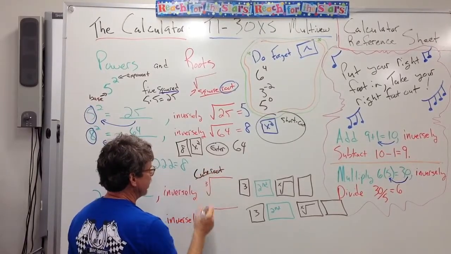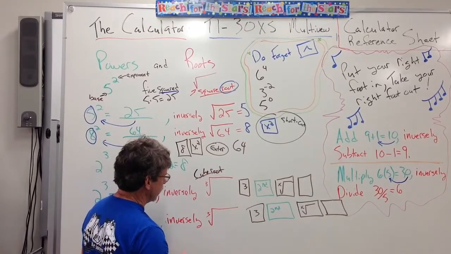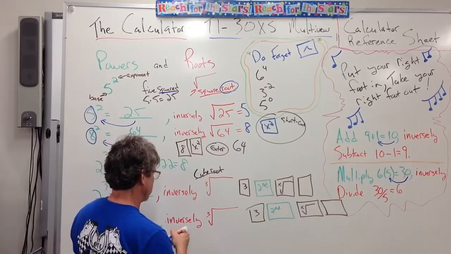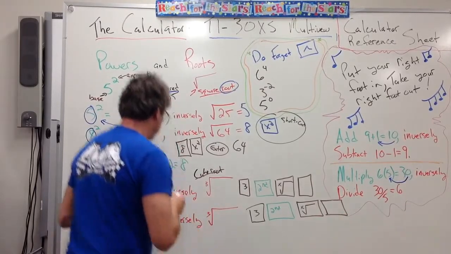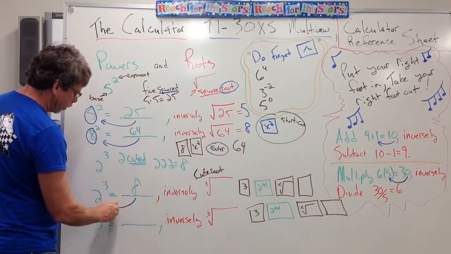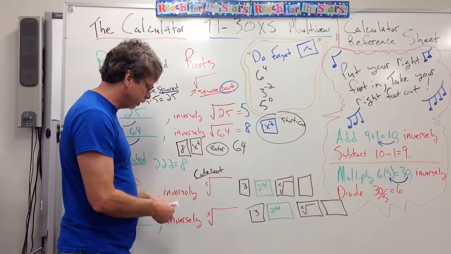So when you have that little 3 there, this no longer is a square root. This is called a cube root. So what I have is 2 cubed is 8. And since 2 cubed is 8, inversely I go backwards and do the inverse operation of cubing, and that's where this cube root comes into play.